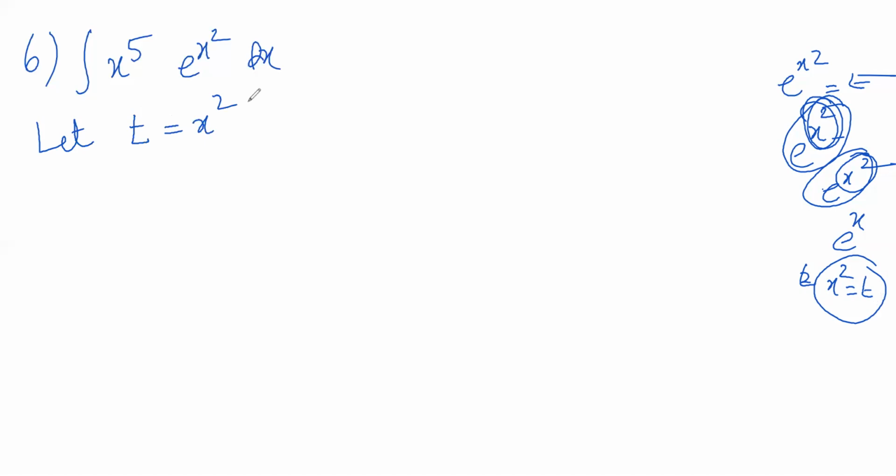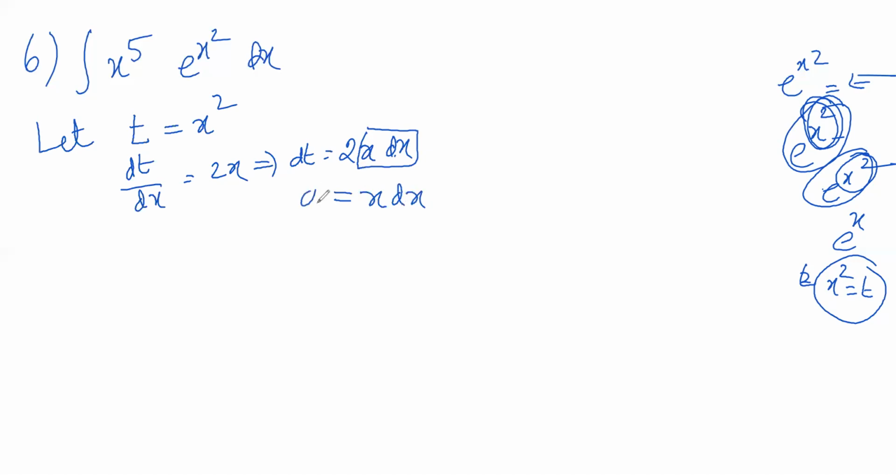Now differentiate: dt by dx is equal to 2x. Cross multiplying, dt is equal to 2x dx, right? So from this we will find x dx. What is x dx? It is dt by 2. Yes, x dx is dt by 2.